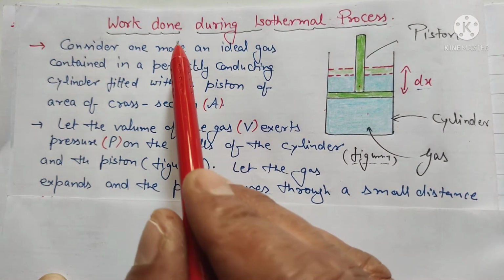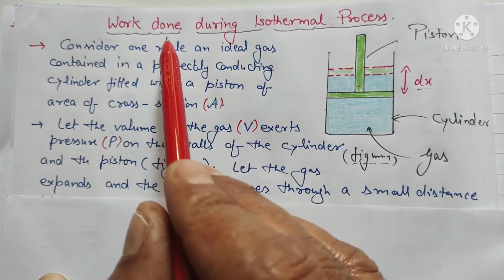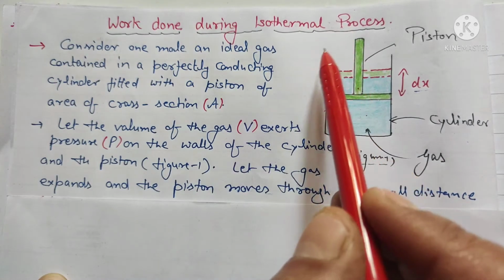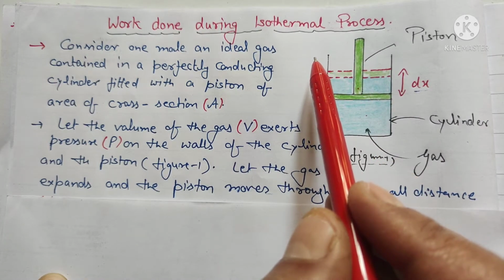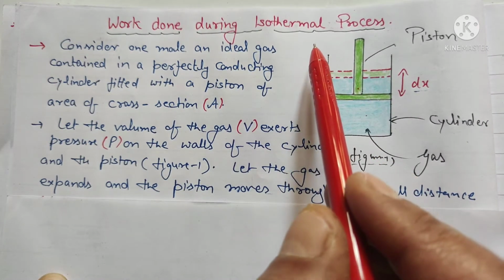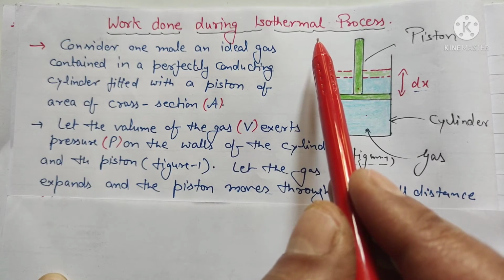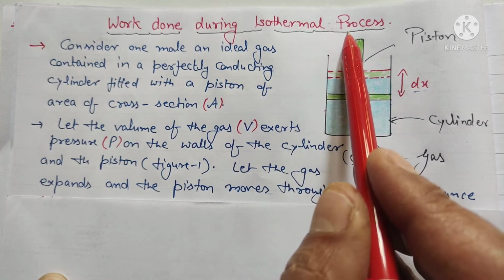In this video lecture we are going to find the expression for work done during isothermal process. First of all, what is isothermal process? A process in which pressure and volume change, but temperature remains constant. That process is known as the isothermal process.